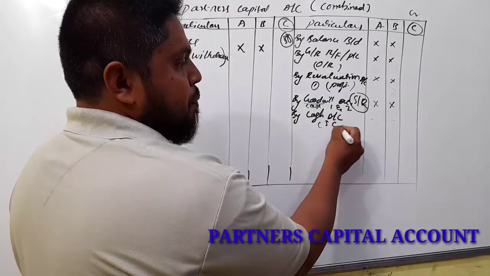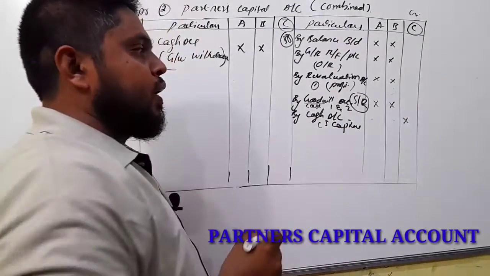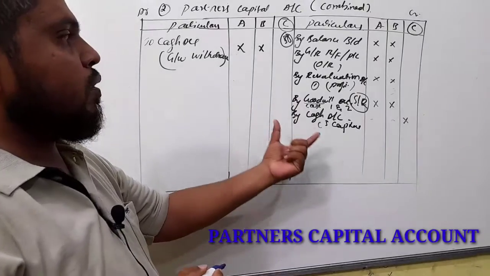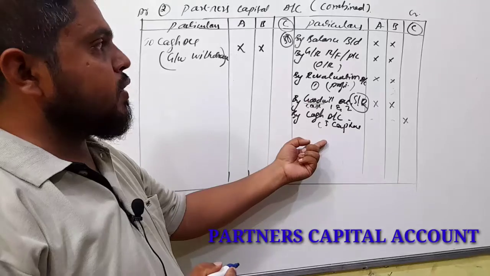And next, new partner's capital. So there is C's capital. C's capital is recorded under C's column. So this is about the entries we are going to pass under a combined partners capital account.